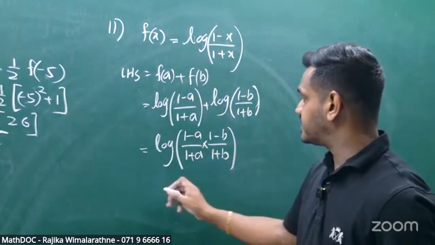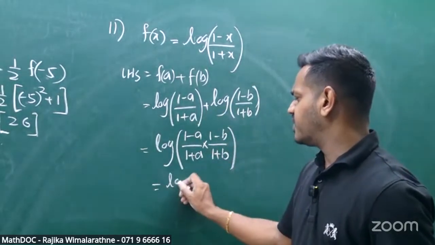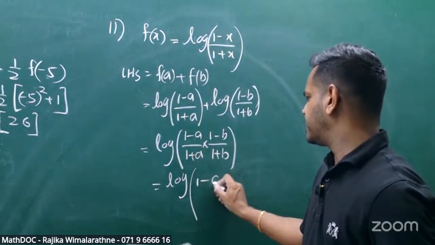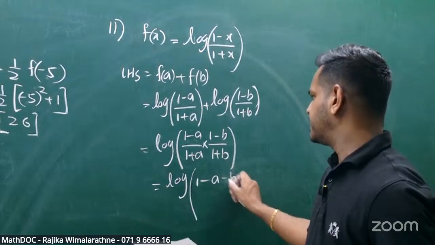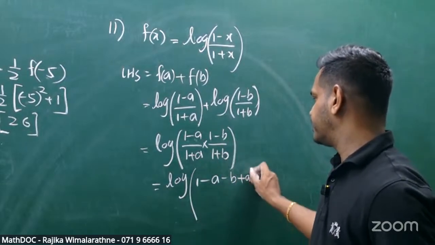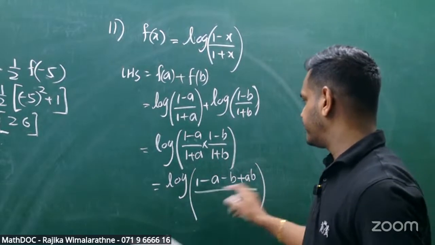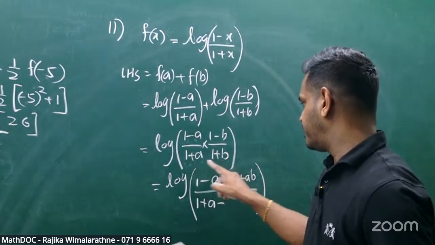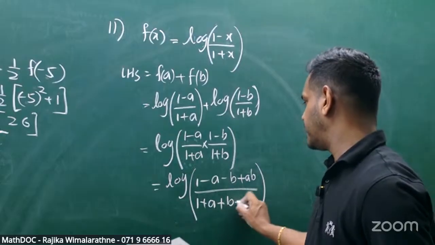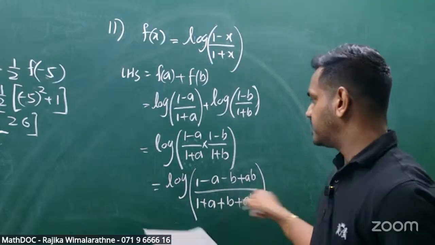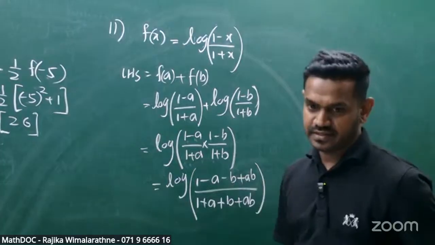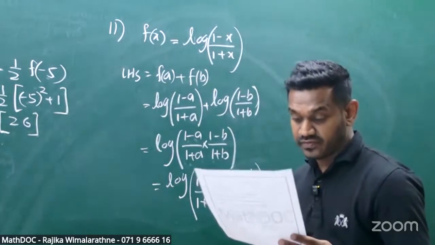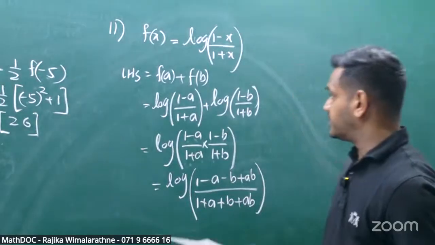Now just expand this. Then log of the numerator, 1 minus a minus b plus ab, and the denominator, 1 plus a plus b plus ab. Here, expand the numerator and denominator. Further, we have to show that it equals the expression with (a plus b) over (1 plus ab). So you take the other one.